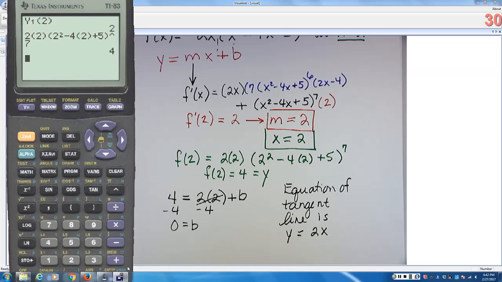Okay? And that's always the way you find the equation of a tangent line. You find your slope by taking the derivative, then you plug the x value you're given into the derivative to get your slope, and you plug it back into the original function to get your y value, and then use y equals mx plus b. Any other questions before we go on?